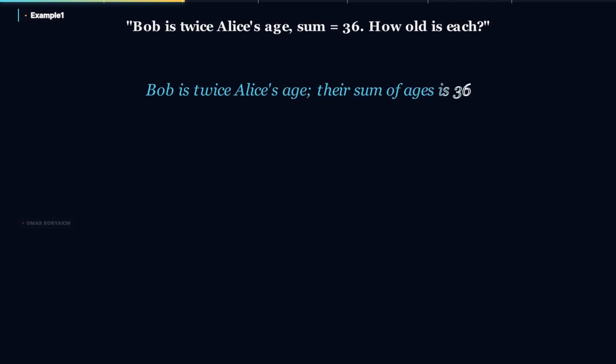Here is the first worked example. The problem: Bob is twice as old as Alice, and the sum of their ages is 36. How old is each? The unknowns are Alice's age and Bob's age, and the relationships connect them through a multiplier and through their sum. Apply the 4-step framework explicitly.